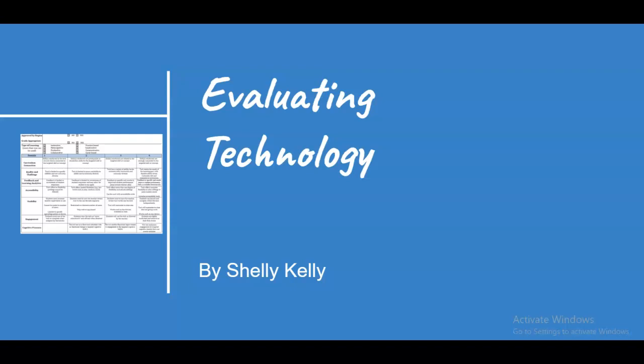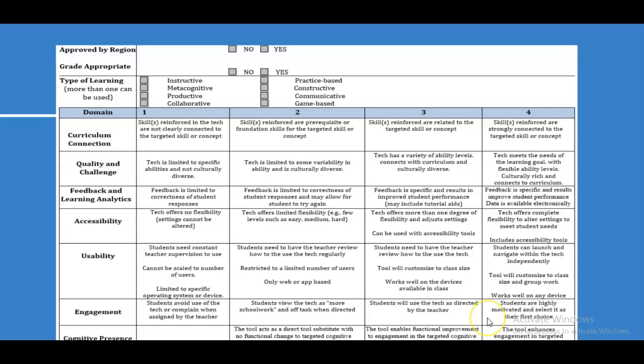Let's look at evaluating educational technology. This is the rubric template that we'll be starting with. Along the top, you'll see checkboxes to determine if the technology is approved by the region, if it's grade appropriate, and the type of learning that can be taking place. Along the left-hand side is the criteria for what we'll be measuring, and along the top is the domain levels.